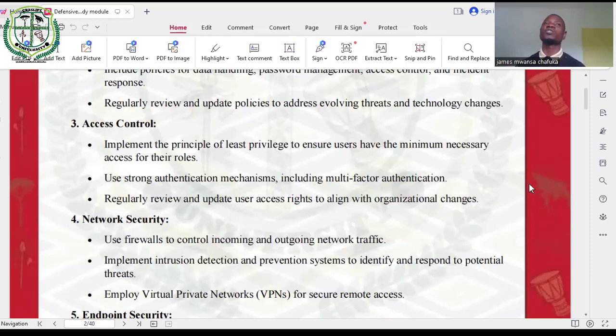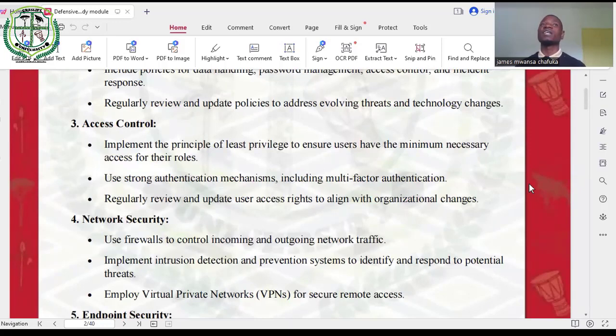So implement the principle of least privilege to ensure users have the minimum necessary access for their roles. Meaning there should be access points where the users have the minimum access required, and that's how it's supposed to work. There should be an access point where the user is able to access the system. And then the other point is use strong authentication mechanisms, including multi-factor authentication.